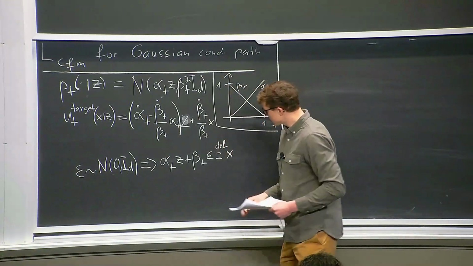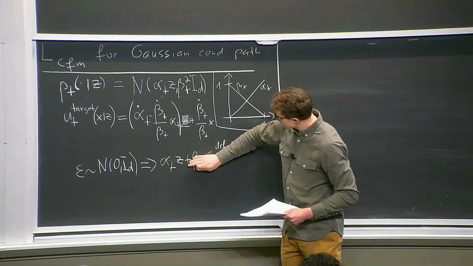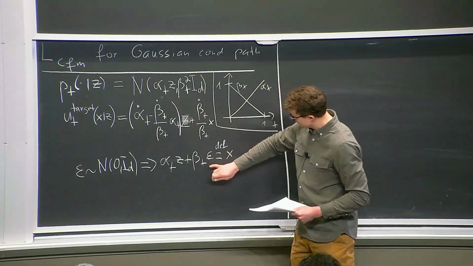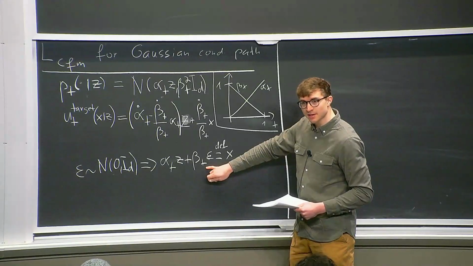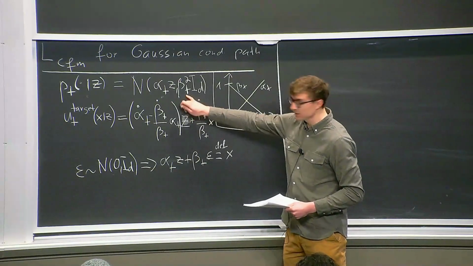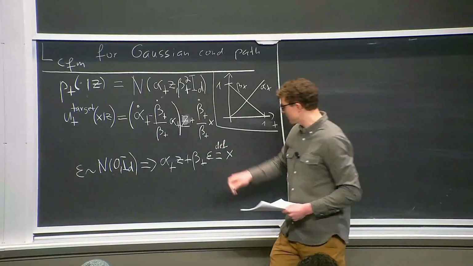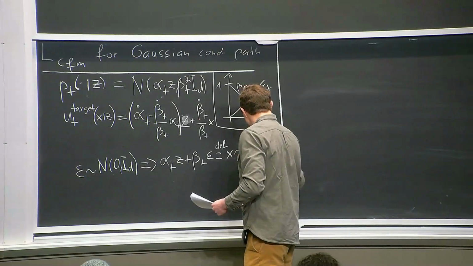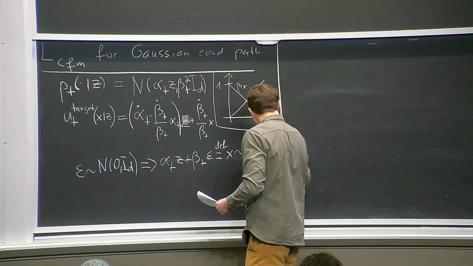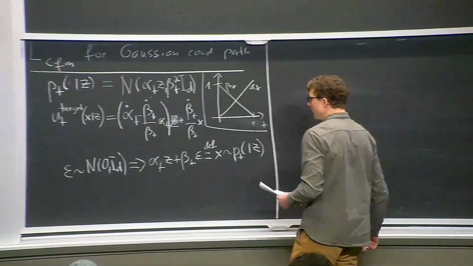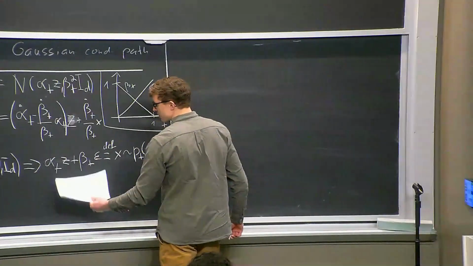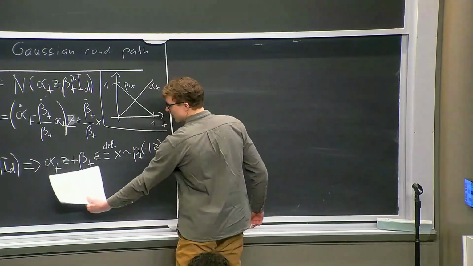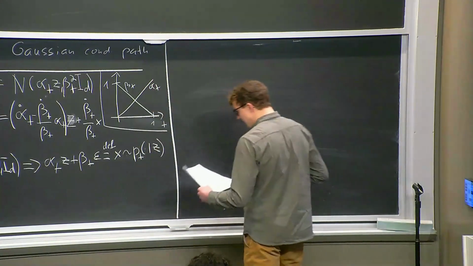And what's the distribution of this object? It has mean alpha t z, and it scales the standard deviation, which means the variance scales quadratically, which just means it has variance beta t squared. So this object is going to be distributed according to our conditional probability path. And all I'm doing now is plugging in that equation and replacing x by this formula. Let's see how this looks.